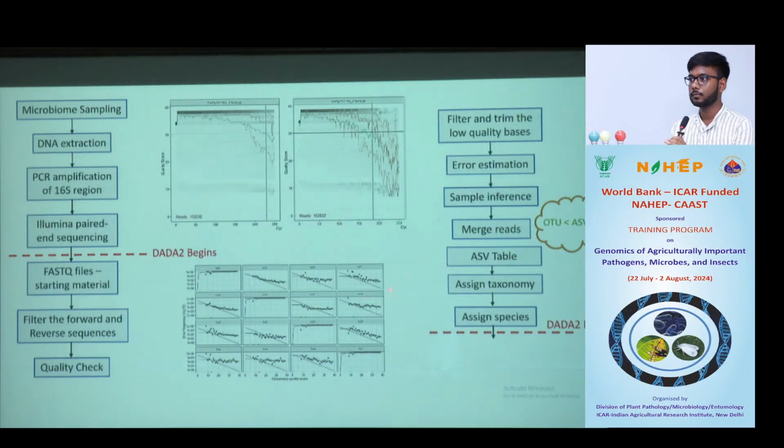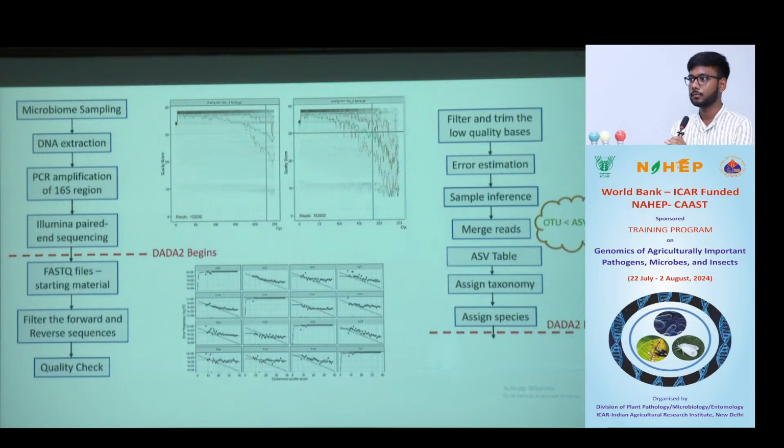After preparing the ASV table, we assign the taxonomy for each sequence. What is this sequence? Which organism does this sequence represent? For that, we compare the sequences with databases like Silva, RDP and Greengenes. Everything is done by the package, and then we can go up to species assignment also. Up to here the DADA2 package ends.